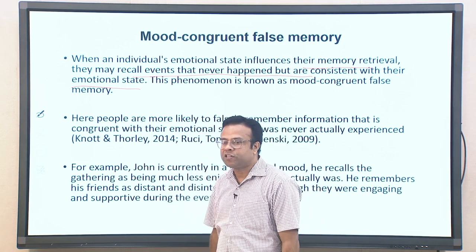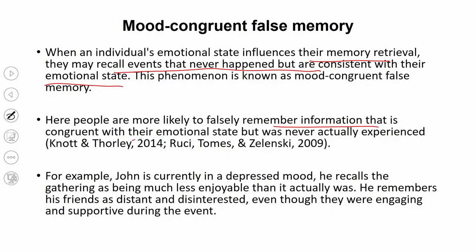Here, people are more likely to falsely remember information that is congruent with their emotional state that was never actually experienced in real life. For example, let us say somebody whose name is John is currently in a depressed mood. So, the current emotional state is depression or sadness. Then, in this state, when he recalls a party or gathering that he attended, he might recall this party as much less enjoyable than what he actually experienced. He might remember that it was not at all enjoyable, or at least the intensity of whatever enjoyment he had experienced will be much less because he is presently experiencing a depressed mood.